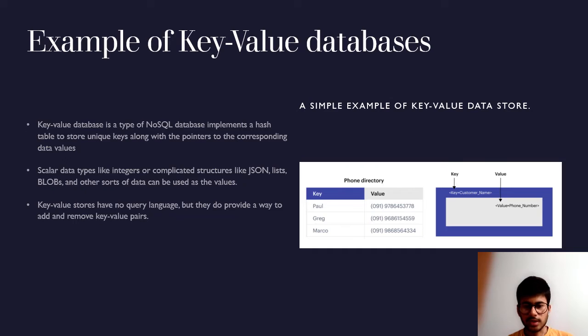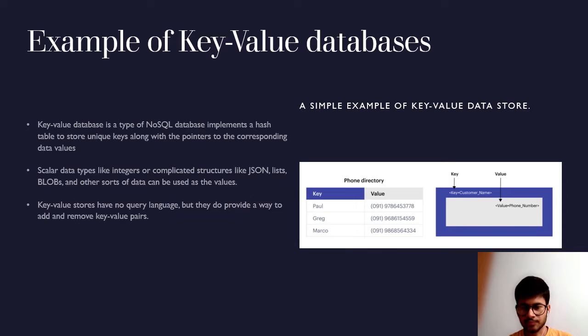A key value database is a type of NoSQL database. It implements a hash table to store unique keys along with pointers to the corresponding data values. Scalar data types like integers or complicated structures like JSON, lists, BLOBs, and other sorts of data can be used as values. Key value stores have no query language, but they do provide a way to add and remove key value pairs.